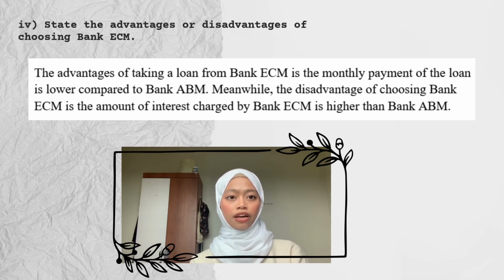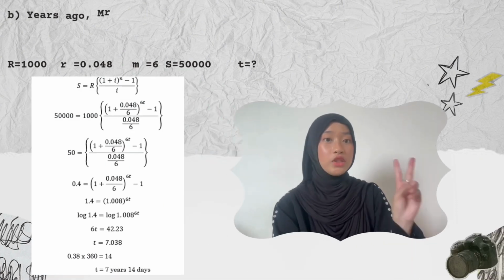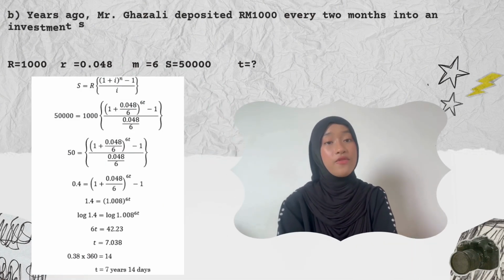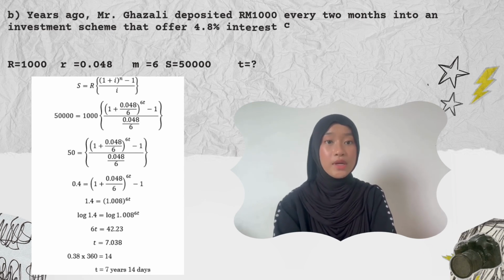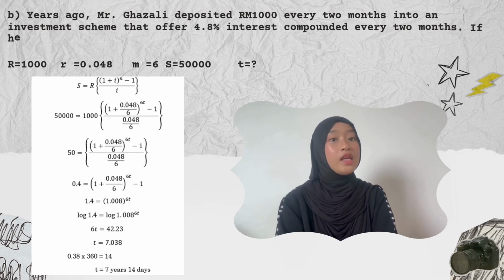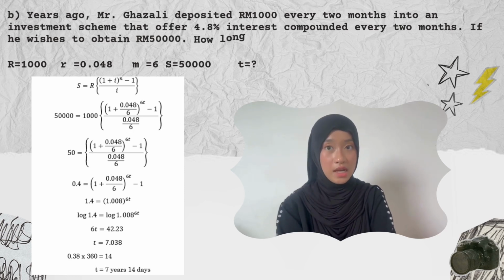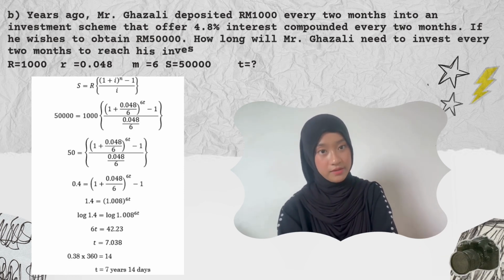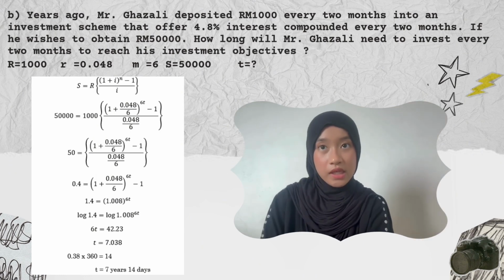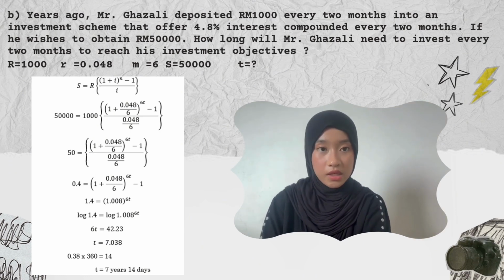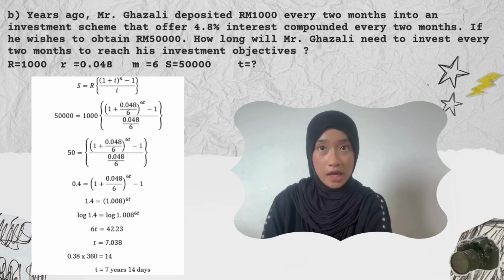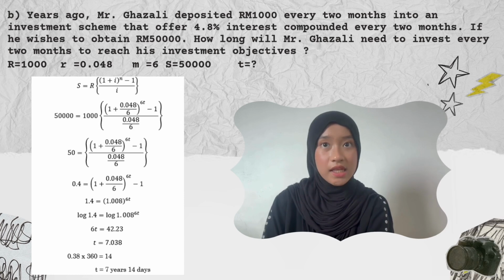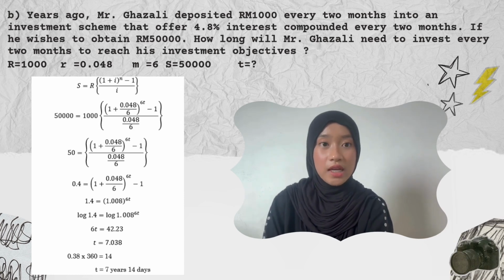And lastly, for question 2B. Years ago, Mr. Ghazali deposited 1,000 every 2 months into an investment scheme that offers 4.8% interest compounded every 2 months. If he wishes to obtain 50,000 ringgit, how long will Mr. Ghazali need to invest every 2 months to reach his investment objectives? Based on question 2B, it is stated that the payment is 1,000 and the rate is 0.048 and M, which is the frequency, is equal to 6, while S is 50,000 and we need to find the T.